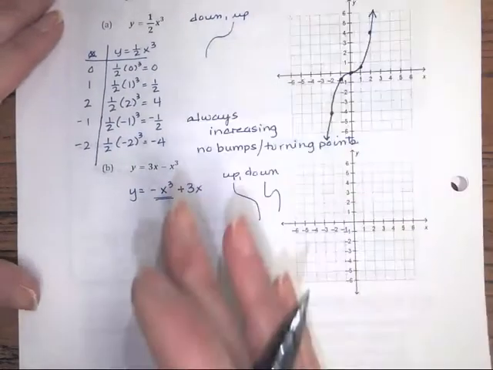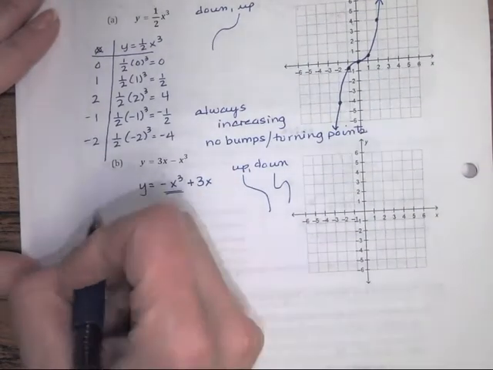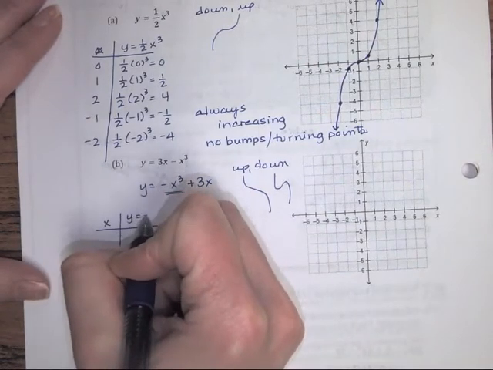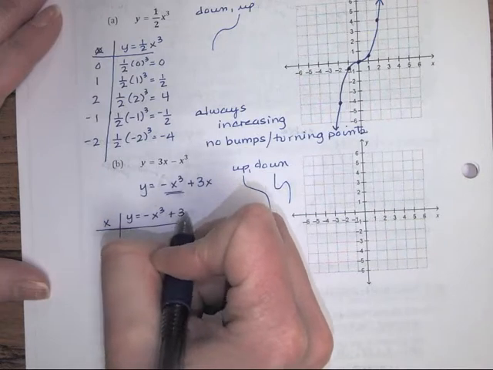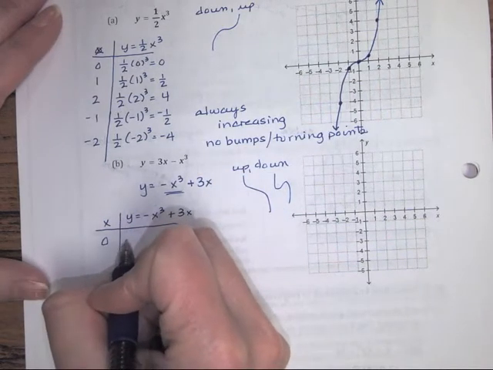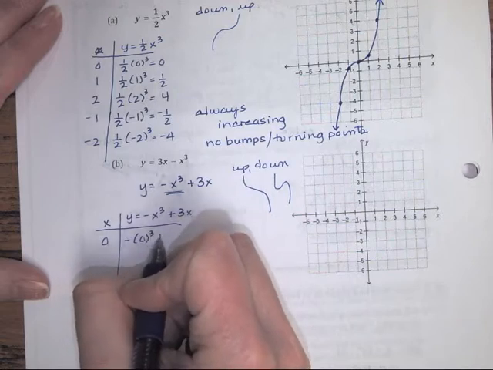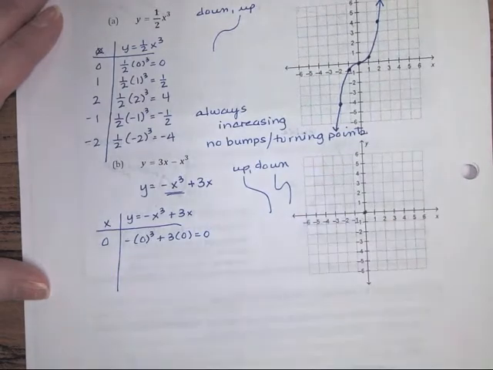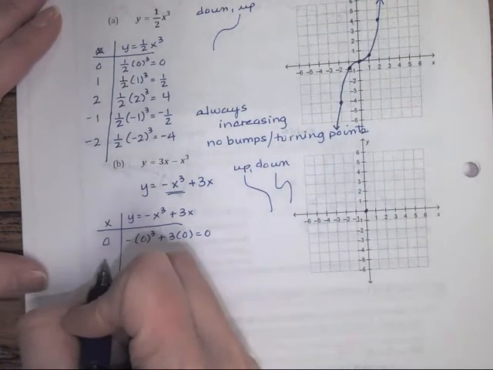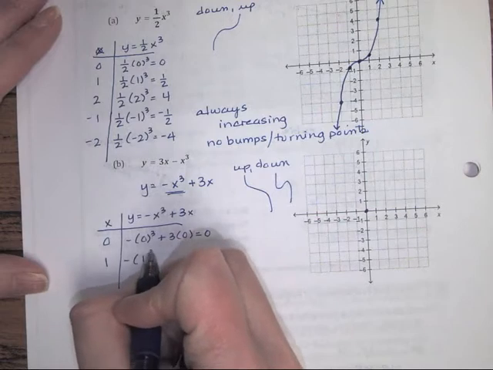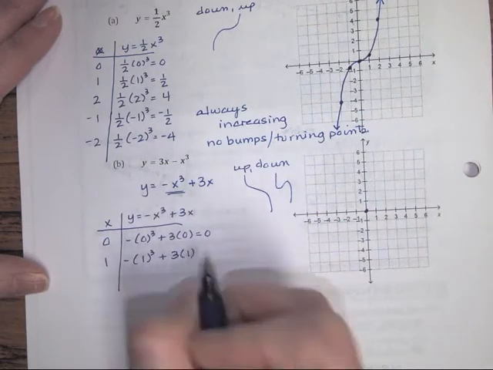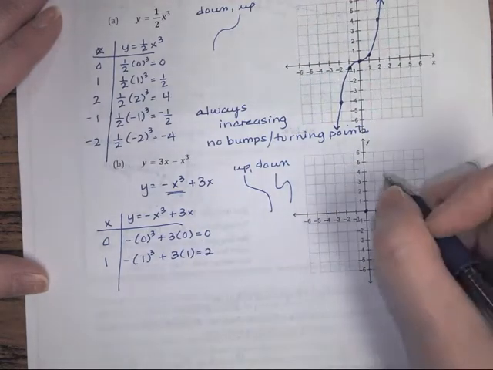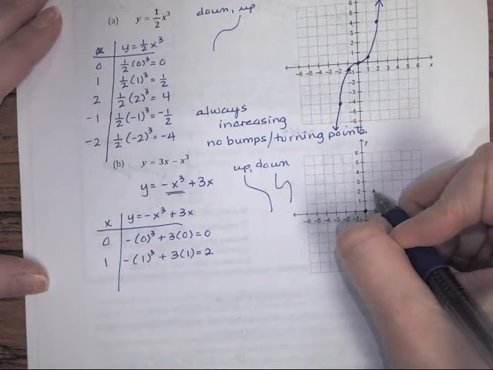First thing we're going to do is find ourselves a few points. So x, y equals -x to the third plus 3x. I love putting 0 in there. So -0 to the third power plus 3 times 0 gives us 0. So we've got a point right there. All right. I'm going to put in 1. So -1 to the third plus 3 times 1. Would you agree? That gives us 2. So I've got the point (1, 2) right there.